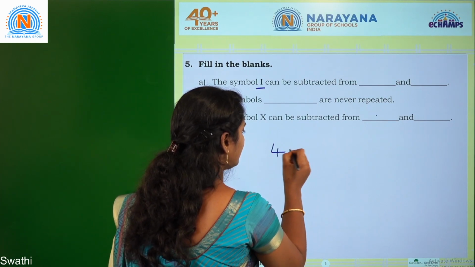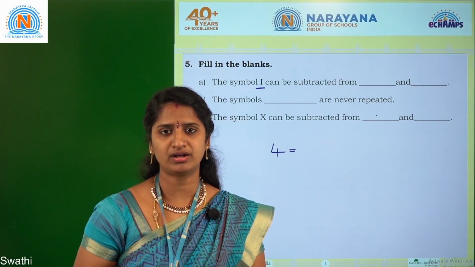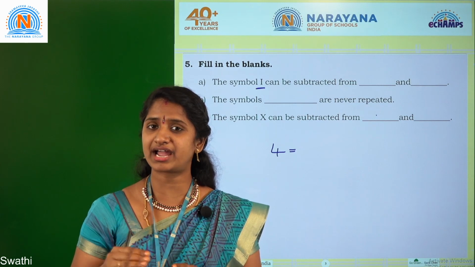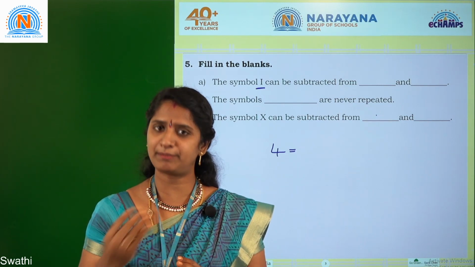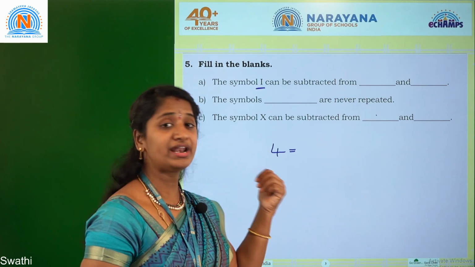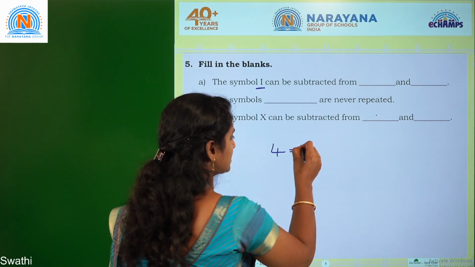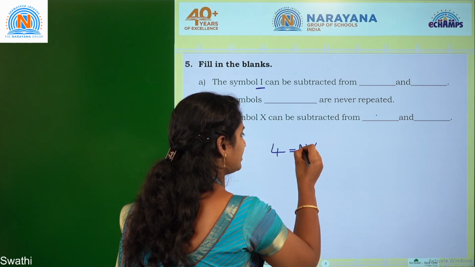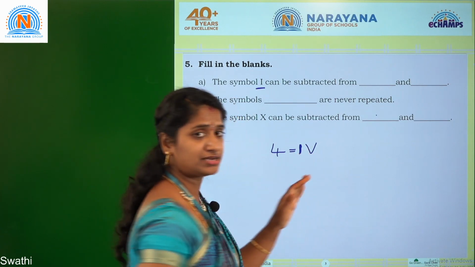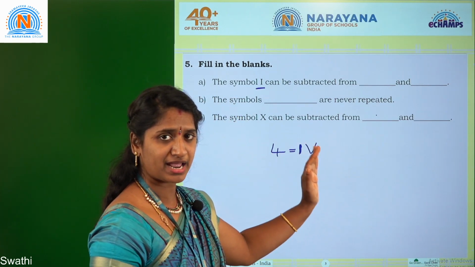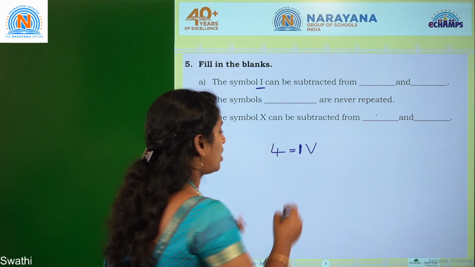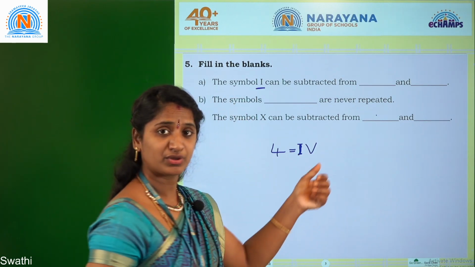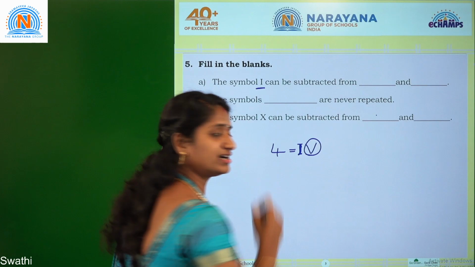For example, if we take 4, how can I write 4? Can I write I 4 times? No, I can't write I 4 times because it should not be repeated more than 3 times. So how can I write 4? I have written it like this. V is 5. I am subtracting I from V. It means if I have written I on the left side of a letter, I am subtracting. So I can be subtracted from V.